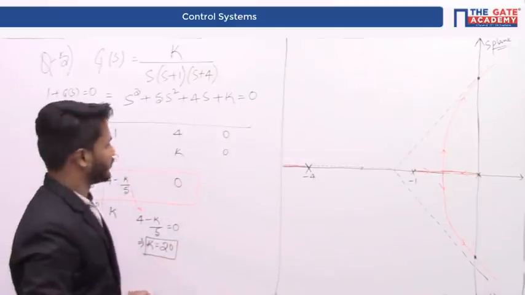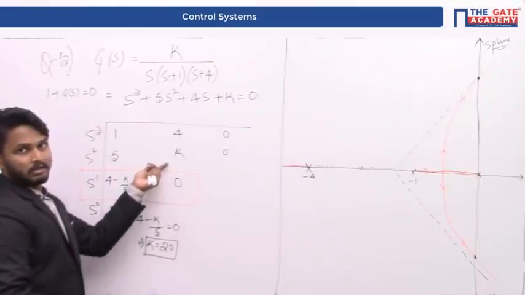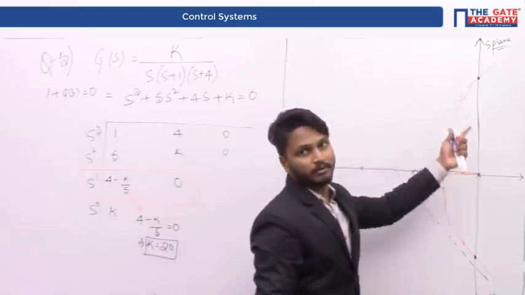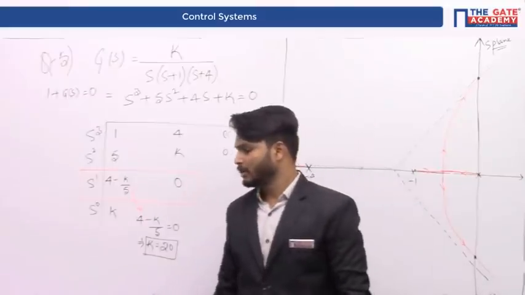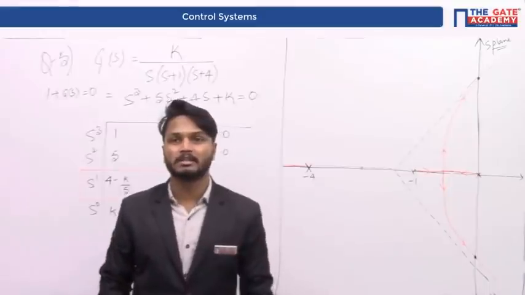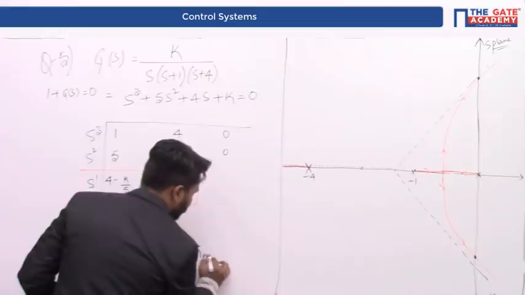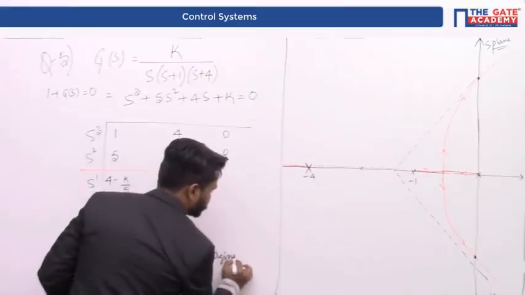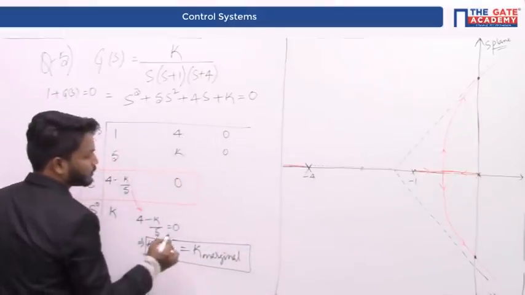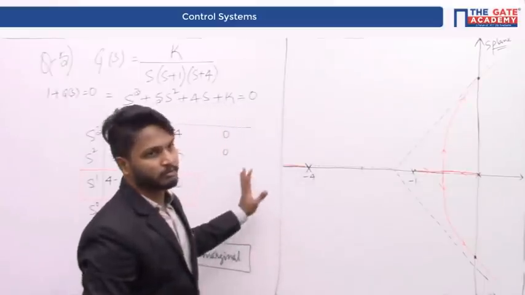If you put this particular value of k in this equation, you can get the auxiliary equation and you can calculate the points of intersection. But that was not asked here. We were just asked to calculate the value of k for marginal stability. Therefore, k for marginal stability, that is k suffix marginal, is equal to how much? It is equal to 20 units. Therefore, k marginal for the given system is 20 units.